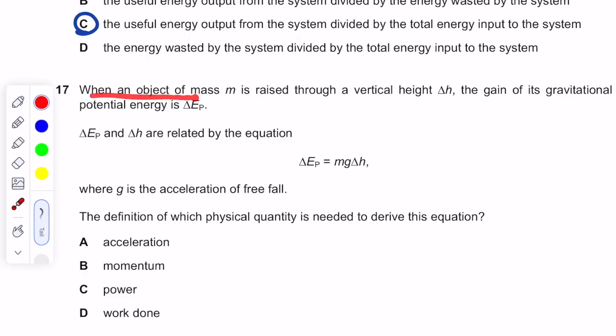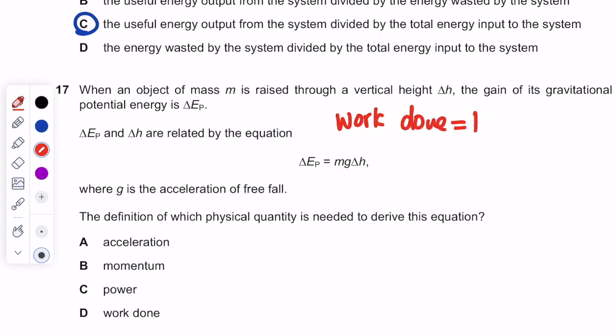When an object of mass m is raised to a vertical height delta h, the gain of gravitational potential is delta EP. Delta EP and h are related by the equation. We are all very familiar with this equation. They ask the definition of which physical quantity is needed to derive this equation. Let's check what is work done. It is force times distance in the direction of force.